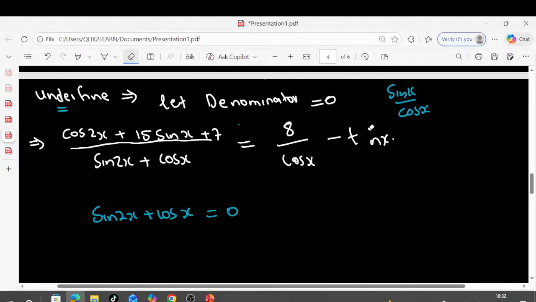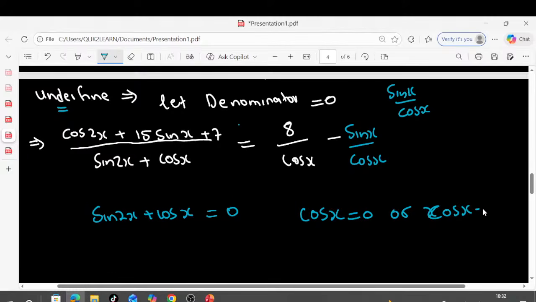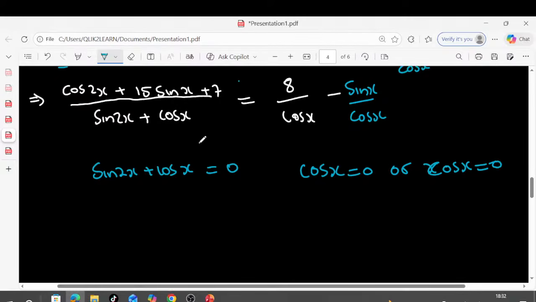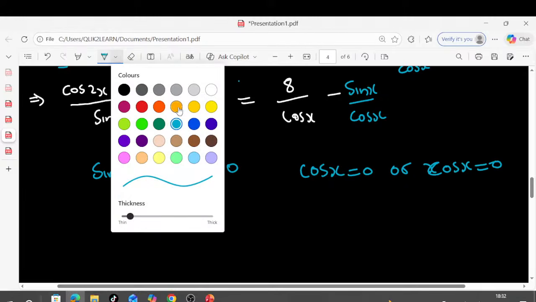So what I'm trying to say is that instead of writing tan, let's change that tan as sine x over cos x, so that you can see that either the sine x is equal to 0, or the cos x is equal to 0. So from this, we need to solve for x. First things first, equate your denominators to 0, then solve for x. I'm going to work on that now.